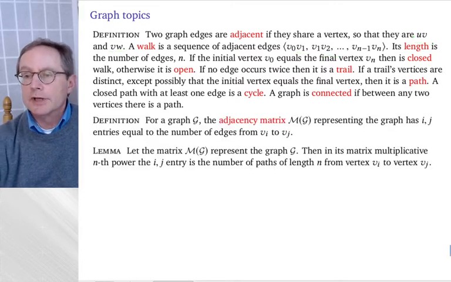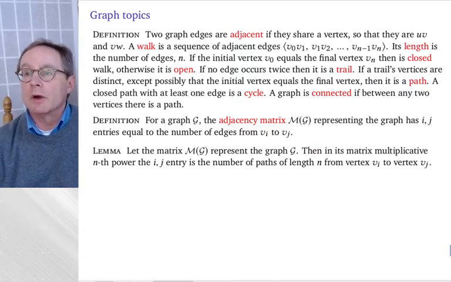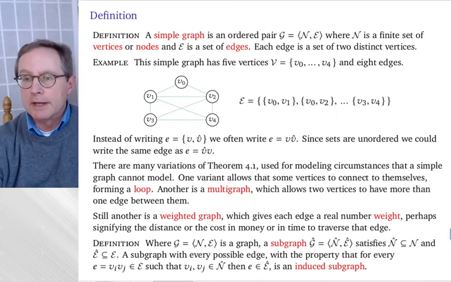The adjacency matrix for a graph G is a matrix representing the graph, with entries that equal the number of edges from Vi to Vj. So I want to go back to the graph on the previous slide and draw down a matrix. So see how I do here.